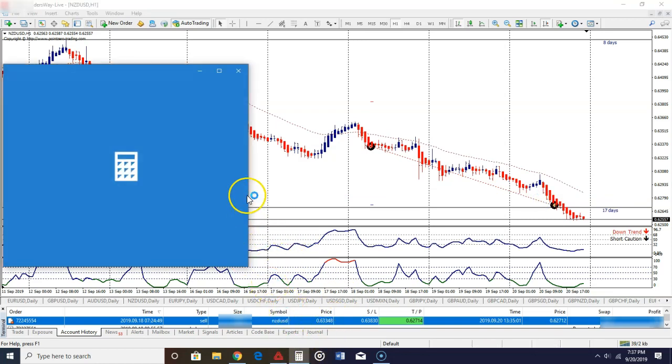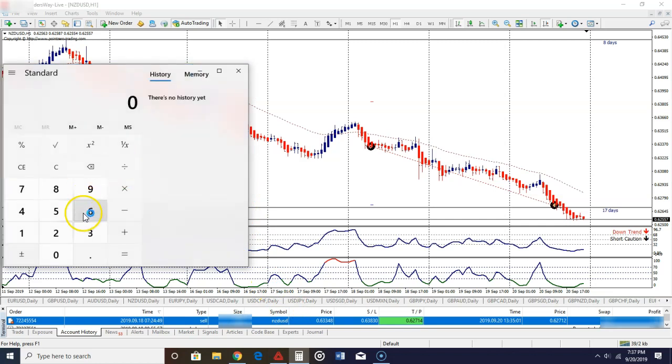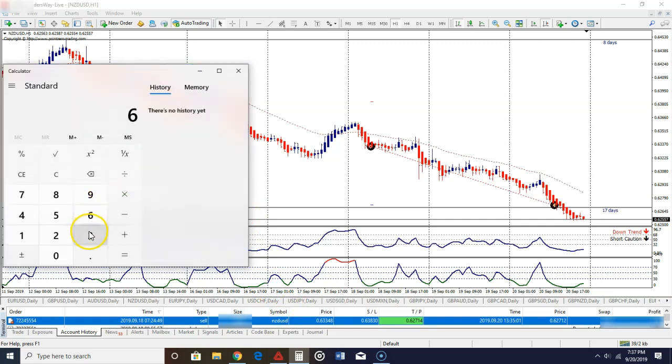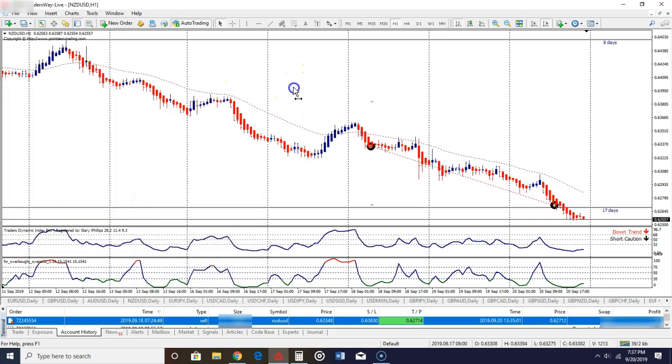Let me go ahead and open up my calculator and bring that in. So 63 pips. Alrighty, so the next pair we want to look at is the Euro British Pound.